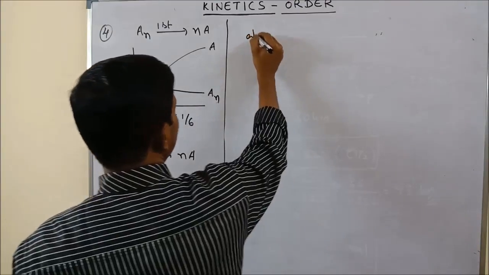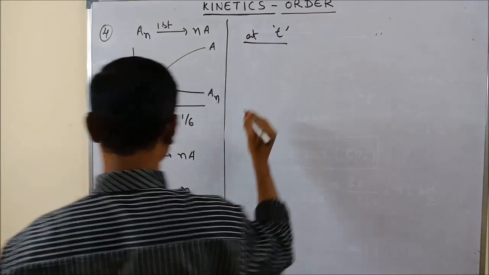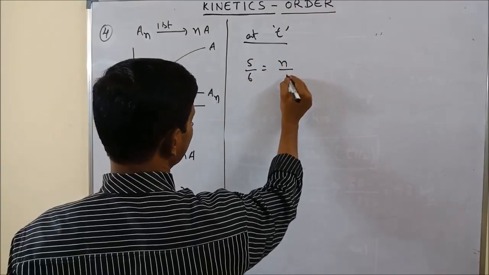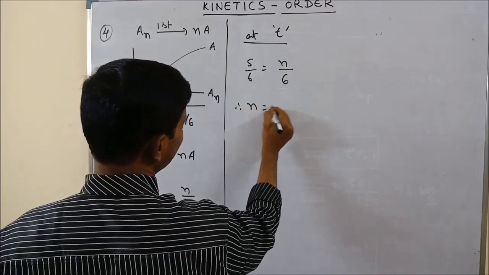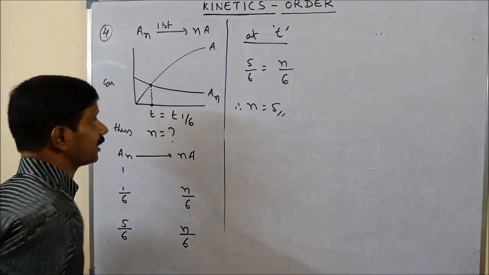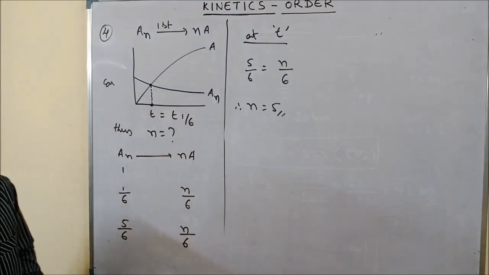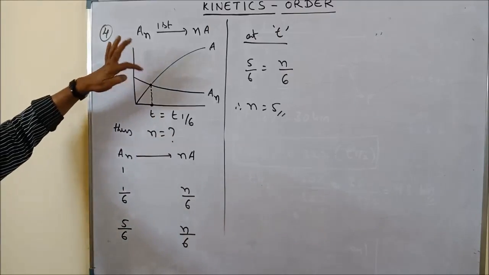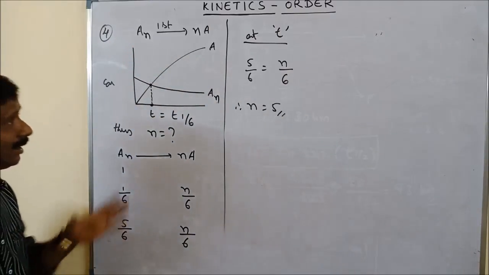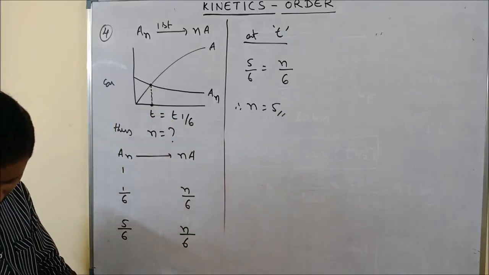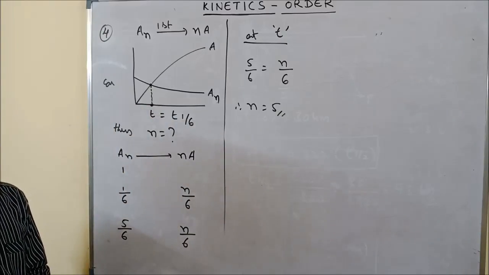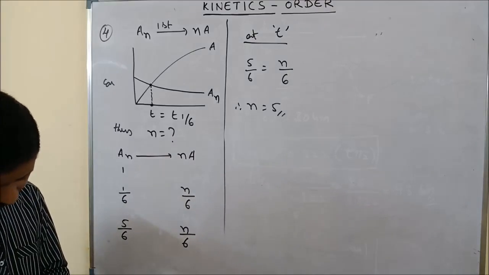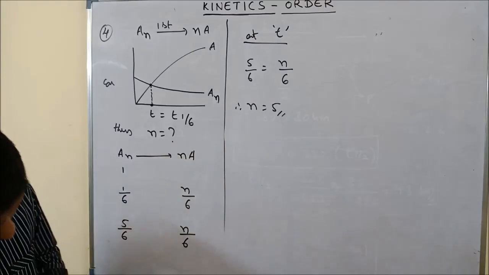So now at T, what is the condition? 5 by 6 equal to N by 6. So therefore N equal to 5. So that molecule is having the formula of A5. So it is also the same concept: at the intersecting point we have to equate the concentrations. This is one simple model. And the last one regarding this graphical analysis.